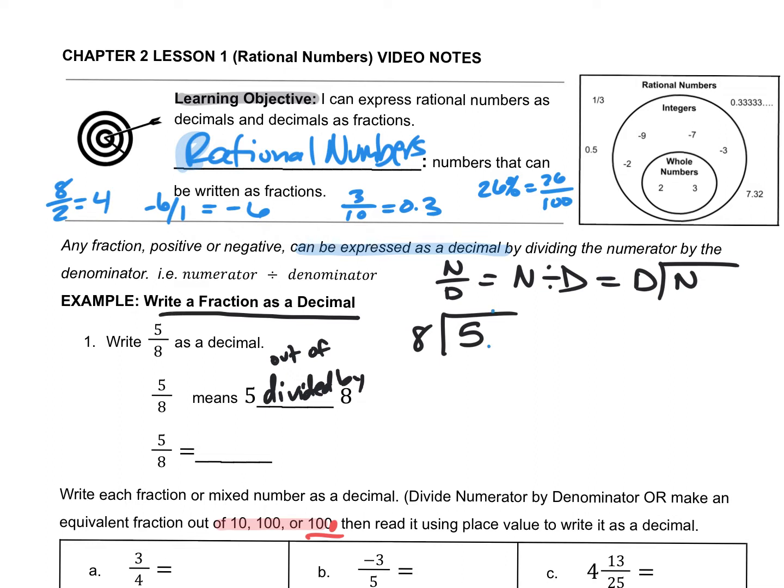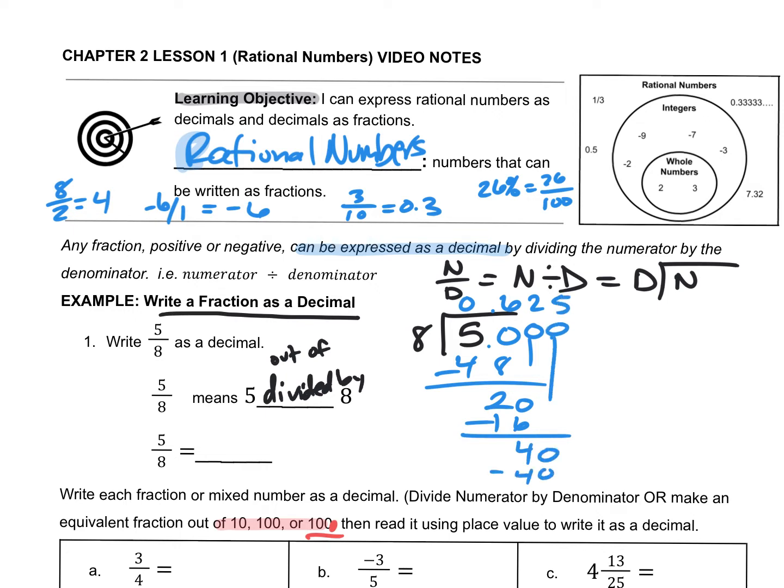I know it's going to be less than 1 because 8 can't go into 5, but 8 goes into 50 6 times, 6 times 8 is 48, with 2 left over. 8 goes into 20 2 times, 2 times 8 is 16, with 4 left over. And 8 goes into 40 5 times with none left over. When I get that remainder of 0, I know my decimal stops. So 5/8 is the same as 625 thousandths. You might also know that 5/8 could be written out of 1,000 if you multiply by 125 on both the top and bottom. You'd still get that.